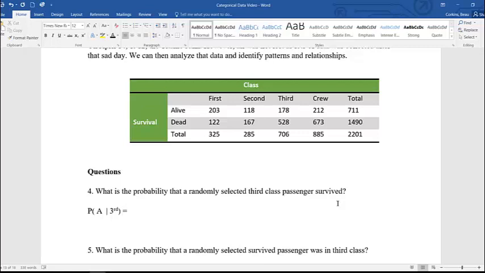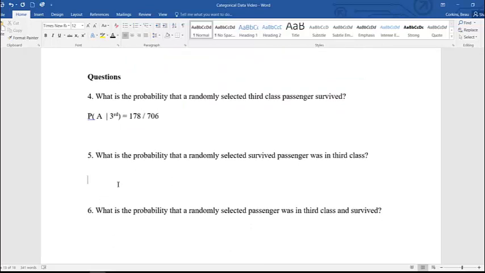Then again, you can use the definition of conditional probability to do this, or you can just look at the table. Those that are in third class, that means I'm only looking at this column. That means I already know the denominator. That is 706. Then, of these that are in third class, which of them are alive? Oh, the 178. And it is that simple to identify these problems using a table. Very, very straightforward. Read the problem carefully. Make sure you understand which piece is the denominator, which is the numerator. Writing out a probability statement is very helpful as well.